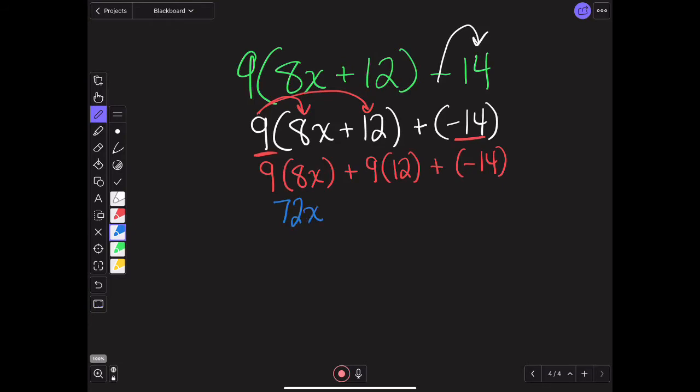Now, even though those are not like terms, that's basically saying 9 groups of 8x. So that'd be like telling you 8x plus 8x plus 8x.